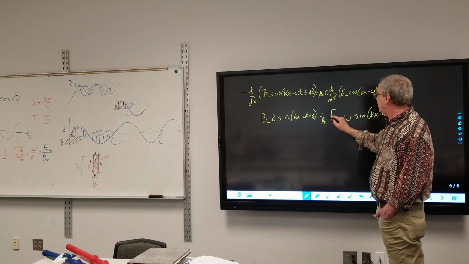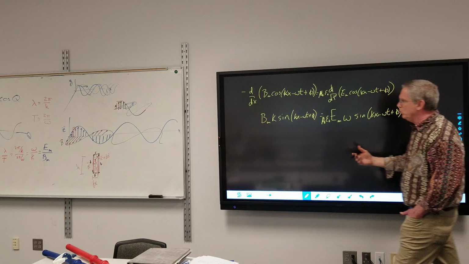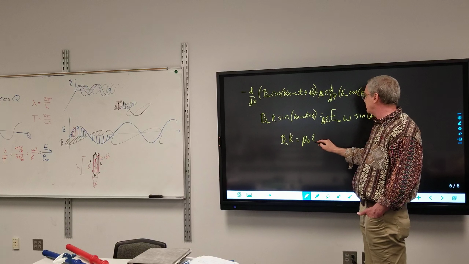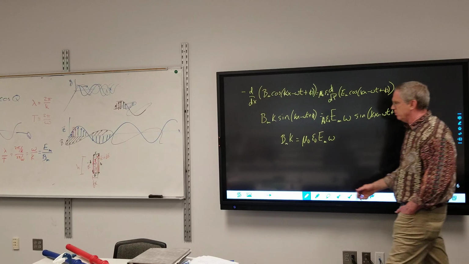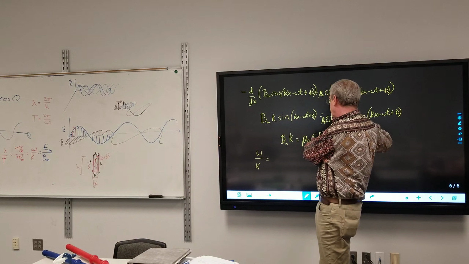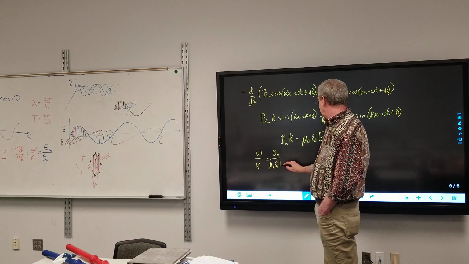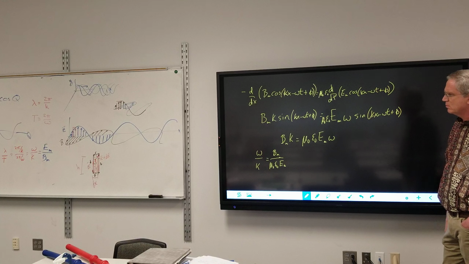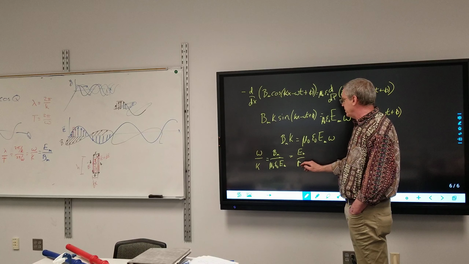So mu naught epsilon sub naught. If this is true, always true, then Bm k has to be equal to mu naught epsilon sub naught Em omega. Again, I'm trying to find the speed of a wave here, so I know the speed of a wave is omega divided by k. And so, k comes there, so I get Bm over mu naught epsilon sub naught Em. That's got to be equal to what we have over there, which is Em over Bm.